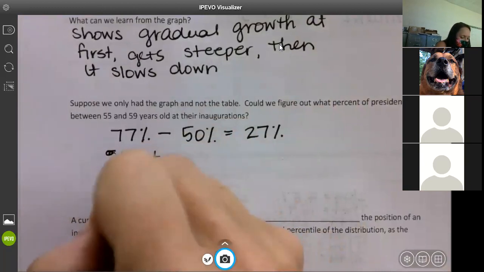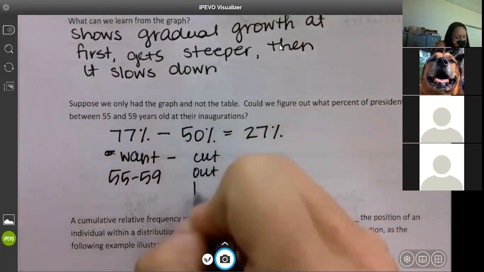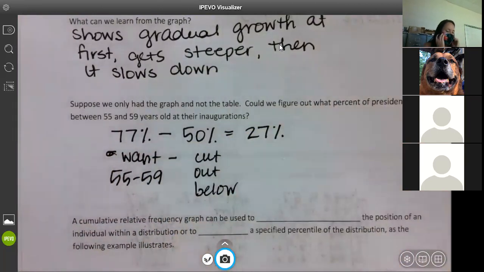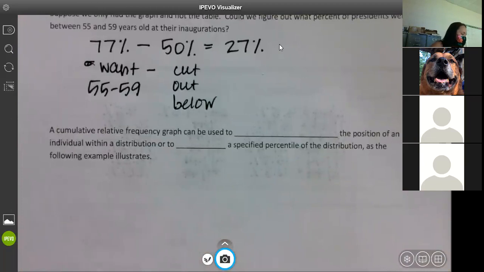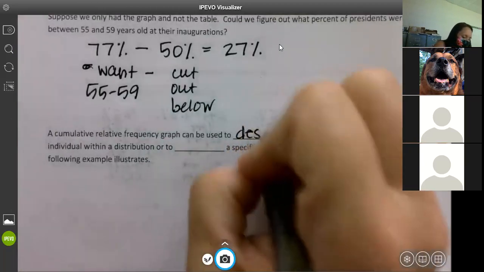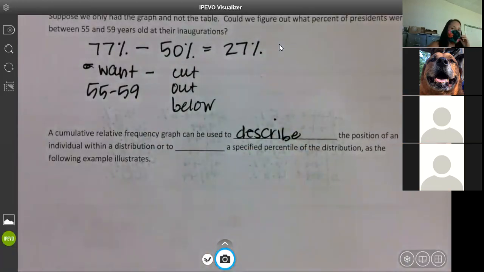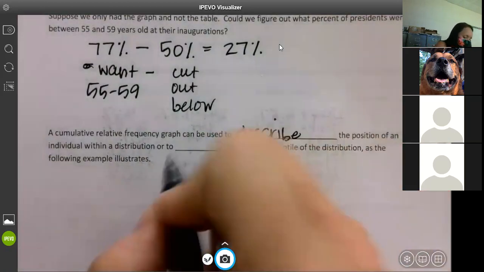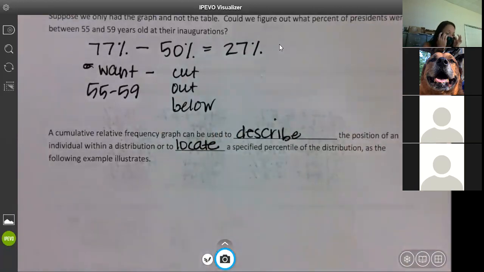So again, this was what we want, which was 55 to 59. And then we want to cut out what's below it. Okay, and that's exactly what we did. So a cumulative relative frequency graph can be used to describe, and I don't think that you're going to be asked to do that, I'm just telling you how to do it, the position of an individual within a distribution, or to locate a specified percentile of the distribution, as the following example illustrates.